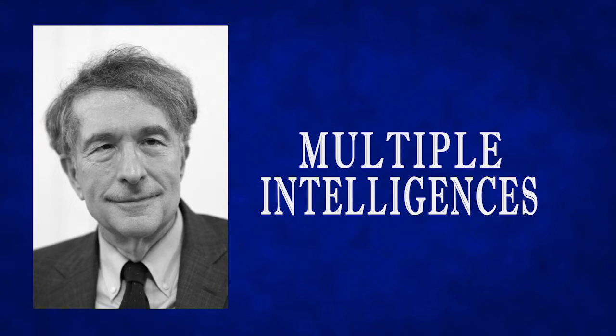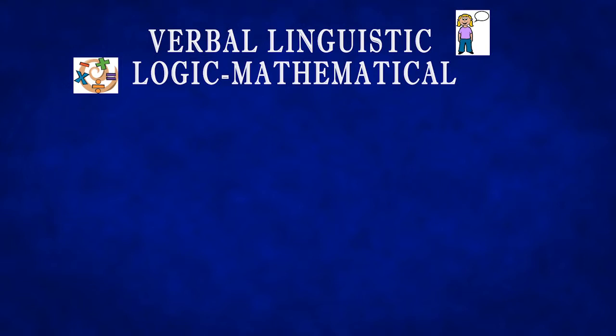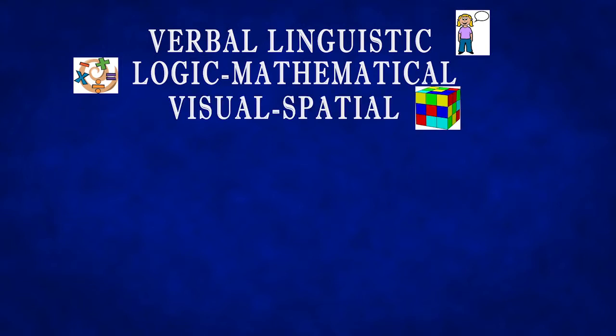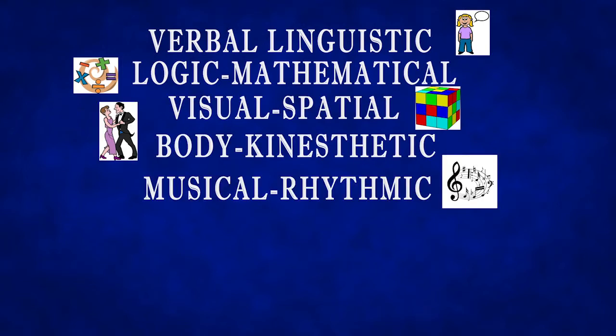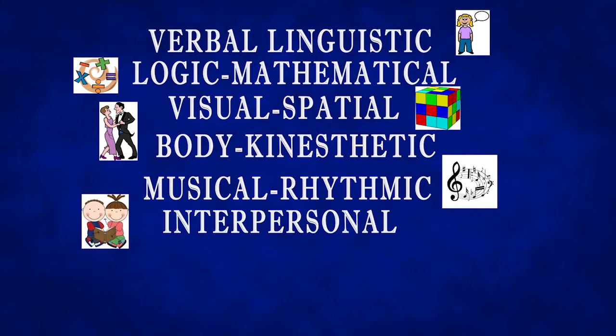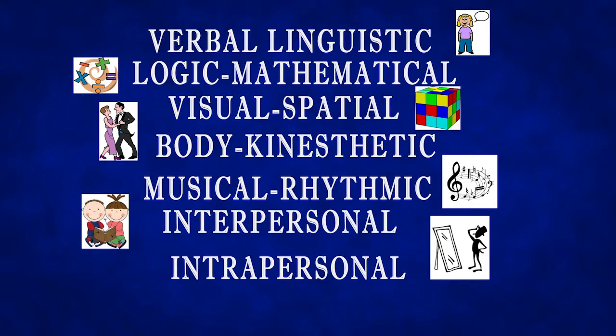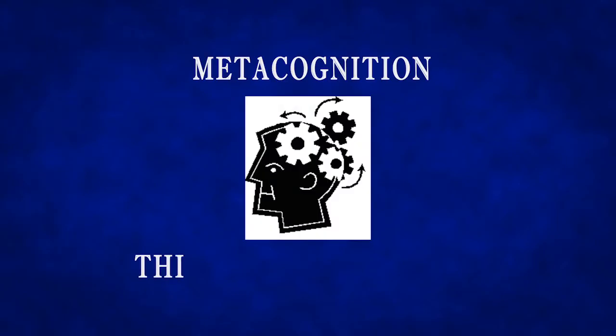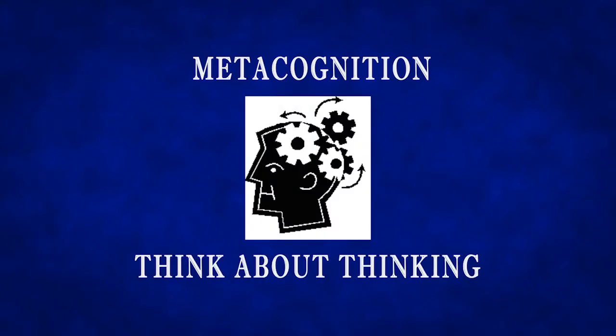His theory states that there are 8 intelligences that teachers need to account for in the classroom: verbal linguistic, logical mathematical, visual spatial, body kinesthetic, musical rhythmic, interpersonal, intrapersonal, and naturalistic. Students need to use metacognition to think about how they best learn and think. Teachers need to craft lessons and units activating as many intelligences as they can to facilitate learning in the classroom.